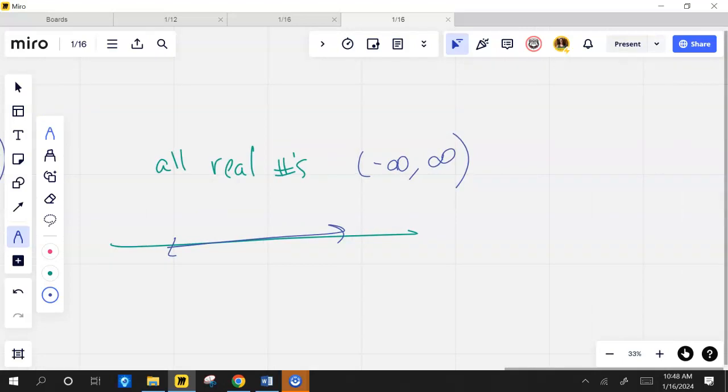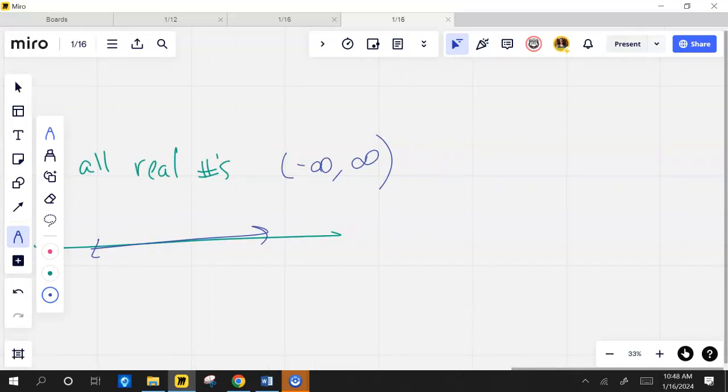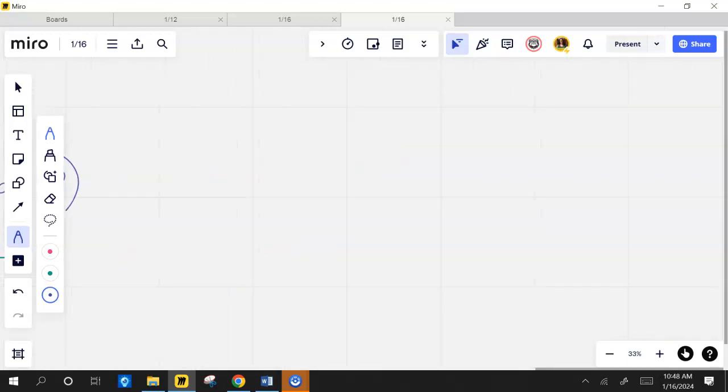Now, sometimes I have more than one part. Like maybe I have this compound inequality. Let's see if you remember compound inequality. That looks like this. Could you write that in interval notation? Do it.